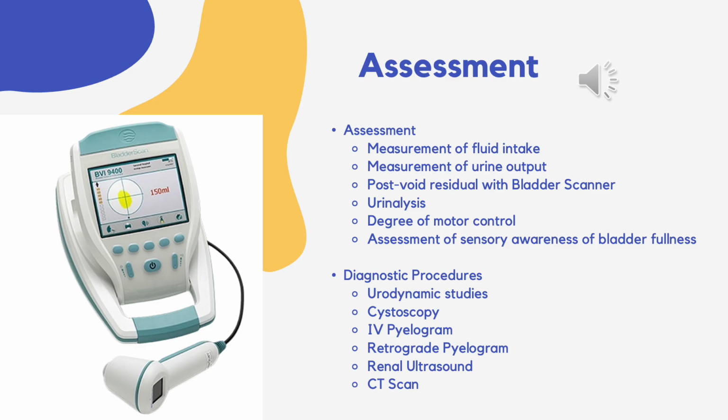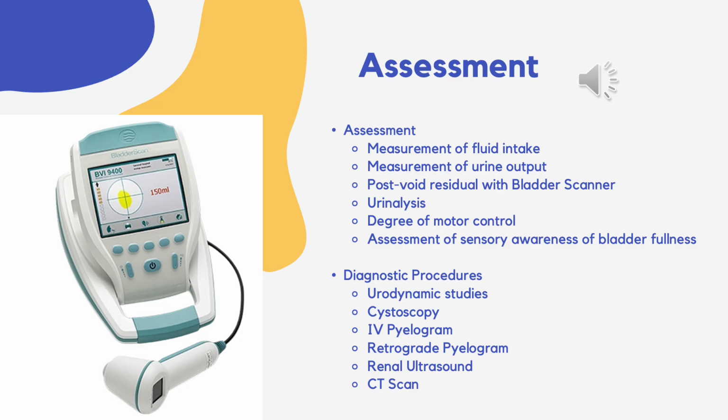In addition to getting a post-void residual, or PVR, a urinalysis can also help detect signs of infection or other abnormalities within the urine. Along with PVR and a urinalysis, we're also going to assess the patient's degree of motor control and their sensory awareness of bladder fullness to determine the type and the extent of neurogenic dysfunction.